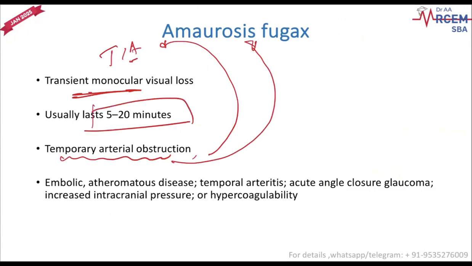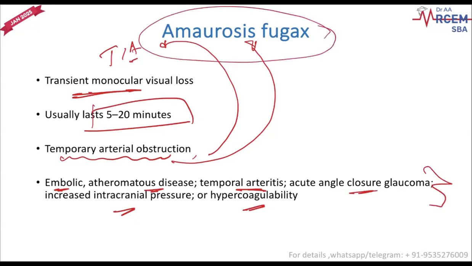There are various causes for this, from temporal arteritis to emboli to atheromatous diseases, acute angle closure glaucoma, or hypercoagulability, or raised intracranial pressure. Various causes are there, all of which require further evaluation. If someone presents with this, you can think of starting them on aspirin if it is not contraindicated, like in TIA, but this patient needs to be further evaluated because eventually they might have a complete vision loss because of central retinal artery occlusion.